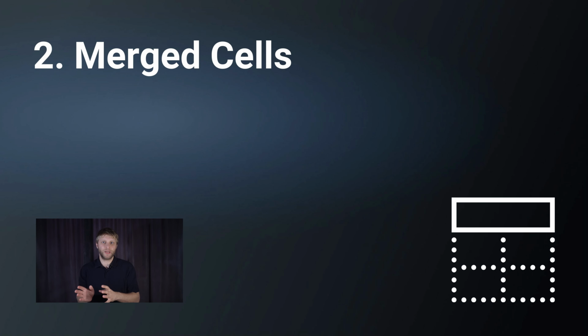Next, merged cells. This can really mess up all your functions. Before you do anything, make sure to unmerge any cells in your range. Just right-click, select Unmerge Cells, and you're good to go.